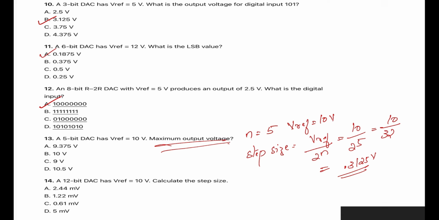The question requested the maximum output voltage. Here it is mentioned that it is a 5-bit DAC. So the maximum value corresponding to 5 bits is 31. So the maximum output voltage will be 31 into 0.3125. So the answer is option A, 9.375 volt. This is an approximated value. Some difference is there, like it will come to 9.6 something. So the answer is 9.375 volt.